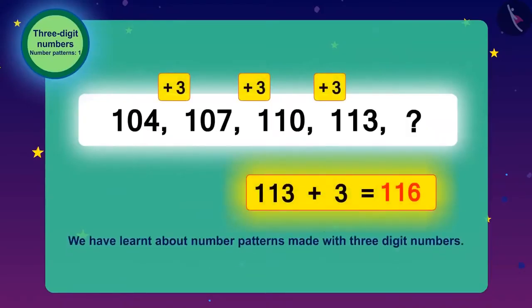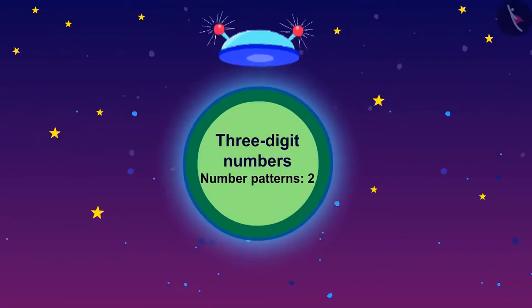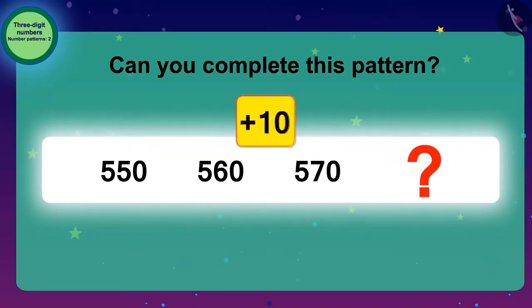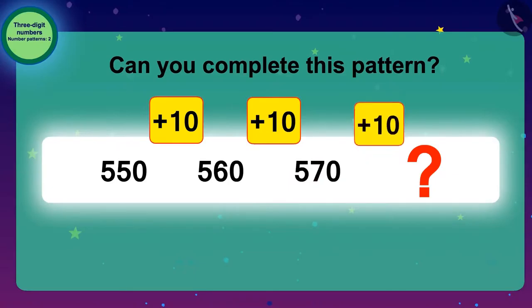Children, in the previous video, we learned about number patterns made with three-digit numbers. In this video, we will understand some more interesting number patterns. Can you complete this pattern? Yes, you are right. To find the next number in the pattern, we need to add 10. Like we will add 10 to 550 to reach 560. Then to find the next number, we add 10 again to 560. Similarly, the next number of this pattern is 570, and by adding 10, it becomes 580.